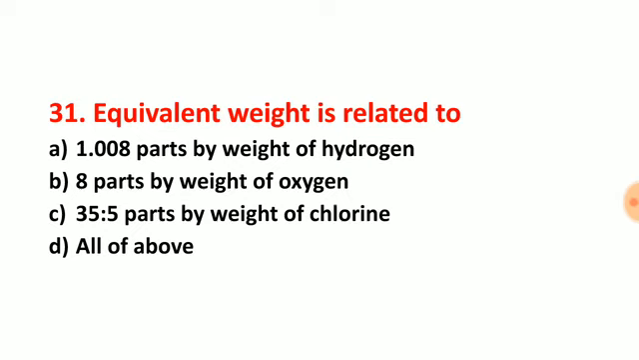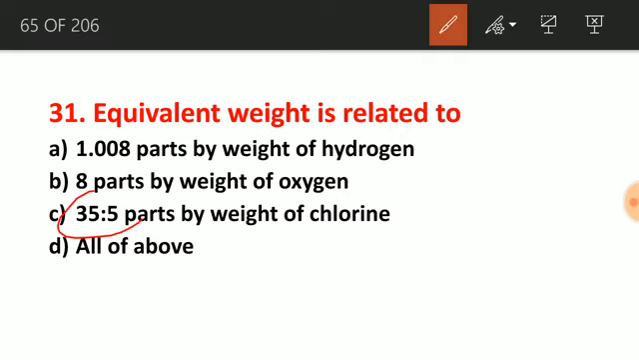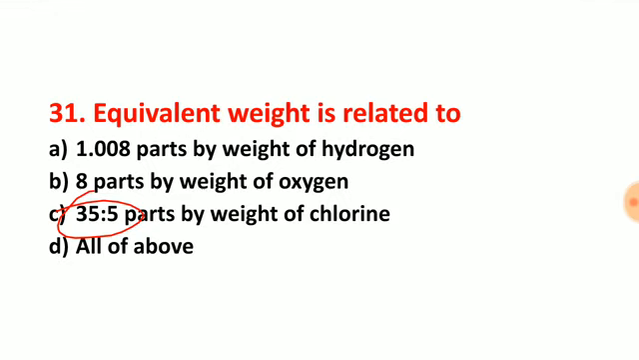Equivalent weight is related to 1.008 parts by weight of hydrogen, 8 parts by weight of oxygen and 35.5 parts by weight of chlorine. All of them are true because in equivalent weight we compare the weight of a substance with hydrogen, oxygen and chlorine. All of the above, option choice D, is the correct answer for question number 31.